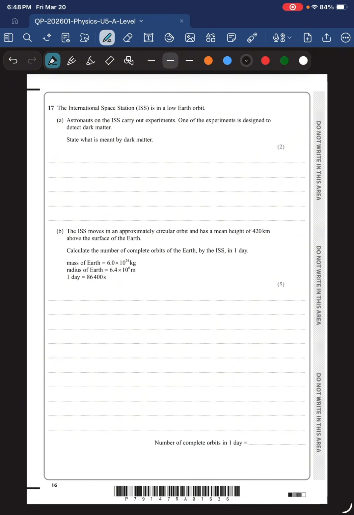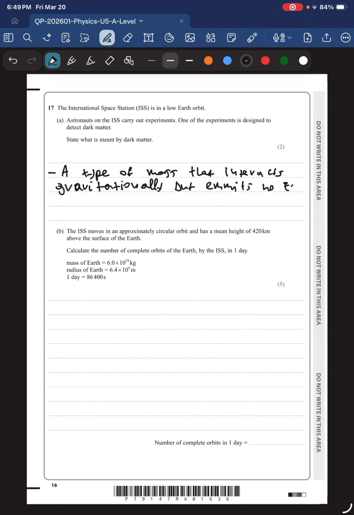The International Space Station is in a low Earth orbit. Astronauts on the ISS carry out experiments. One of the experiments is designed to detect dark matter. State what is meant by dark matter. So this is a type of mass that interacts gravitationally but emits no electromagnetic radiation. Okay.